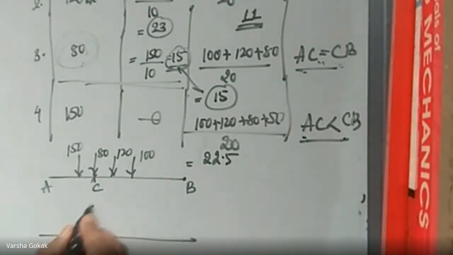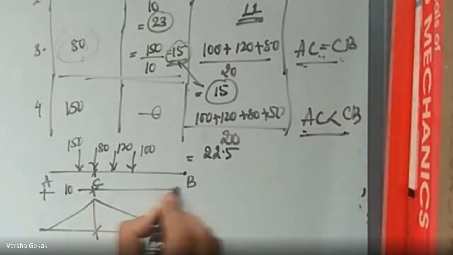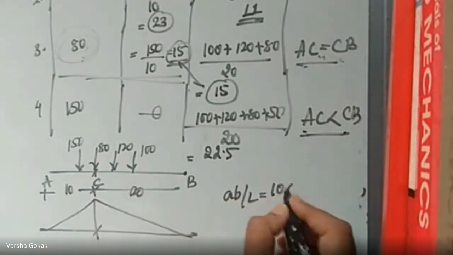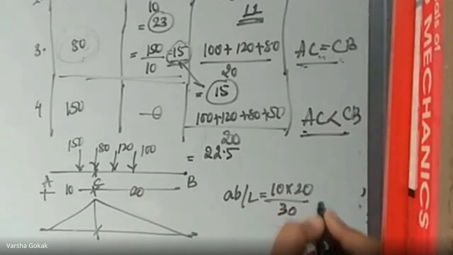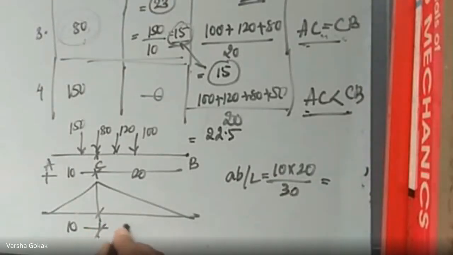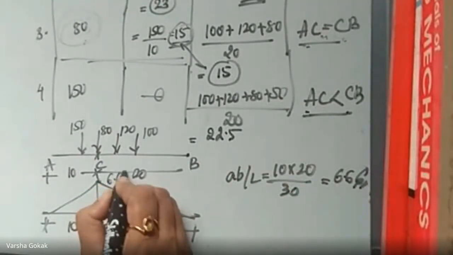So the ILD, we know how it is going to be in this pattern for a beam, right? This is 10 and the remaining is 20. So AB by L is going to be 10 into 20 divided by 30. How much is this value, please? This is 10, this is 20. 6.66. AB by L, this ordinate is 6.66.